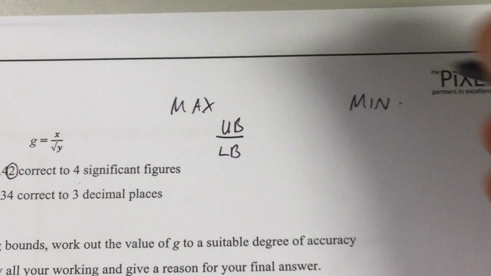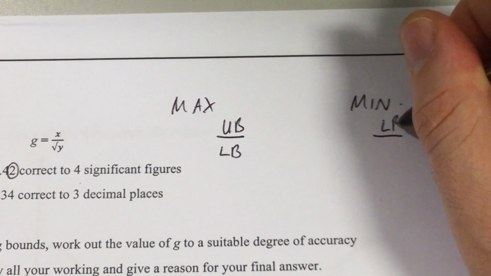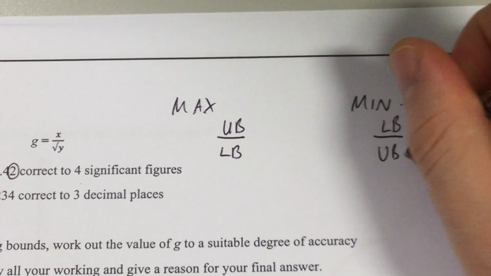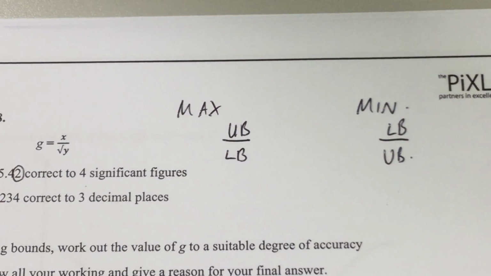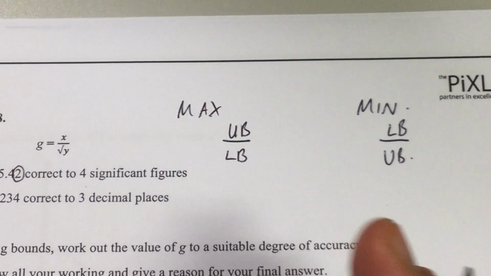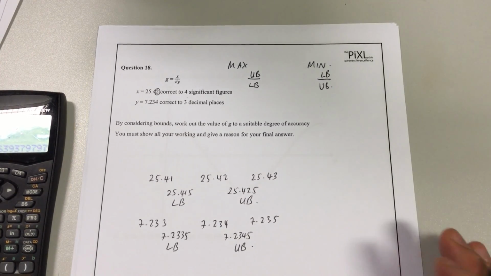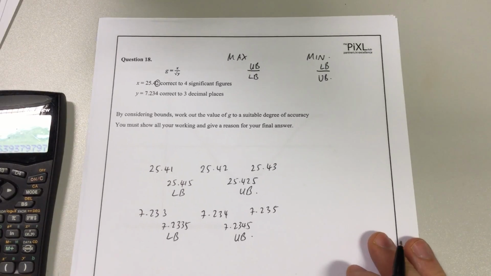For the minimum one, you want the smallest number on top, so the lower bound on top, and the very biggest number on the bottom, so the upper bound on the bottom. And those combinations will give you your extremes for the actual answer. So the very smallest answer it could be and the very biggest one it could be. And then we have to make our mind up which is the right one to have. So let's have a look at that.